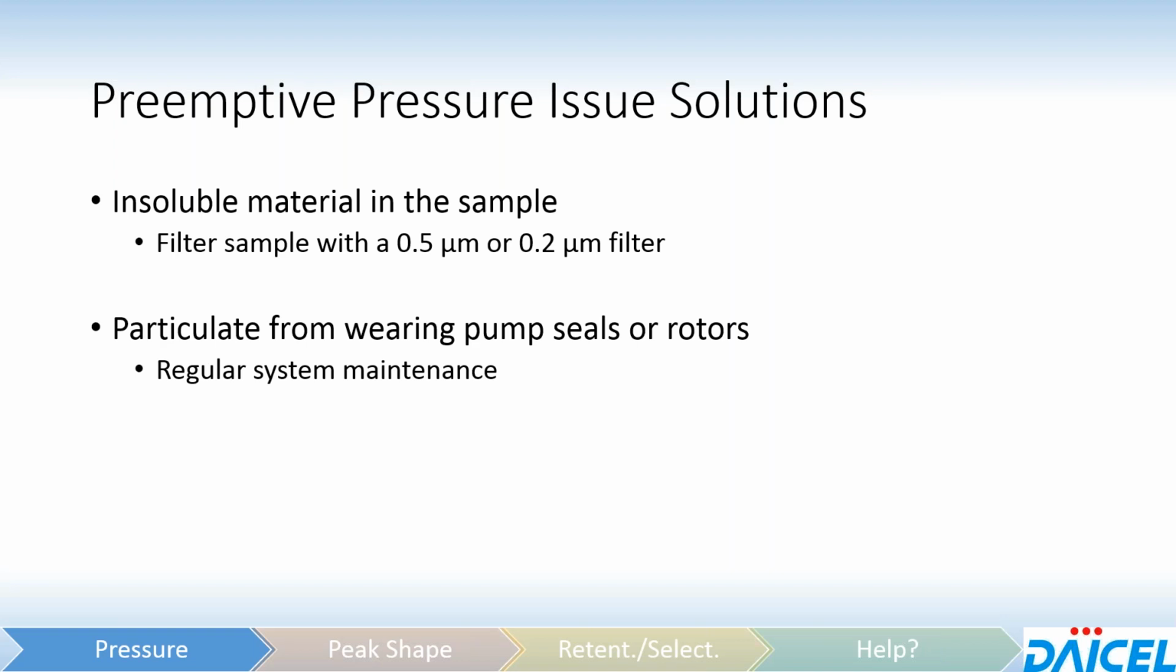If you have particulate that's forming from the pump seals, obviously the easiest thing to do, and even if you're not getting particulate forming from the pump seals, just do regular system maintenance. We do our maintenance every year here. Just as a preemptive measure, you might find that you need it to be done more often if you're running a large number of samples or if it's an instrument that has sat idle for some time. And then you can also use an inline filter to catch the particulate.